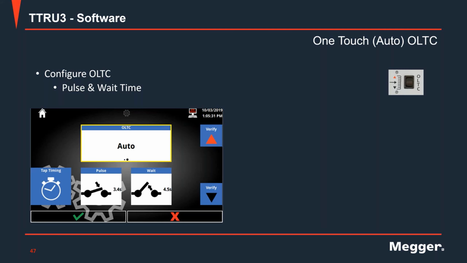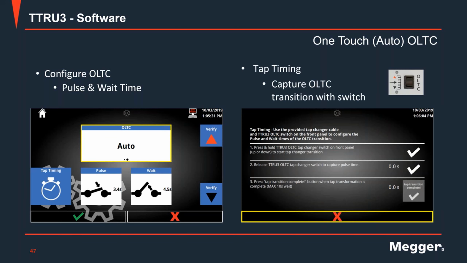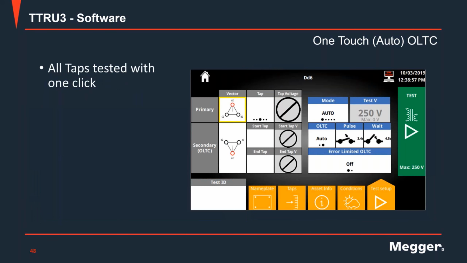But if you see, I have another big button on the left that says tap timing. So you can use the switch to make the instrument learn the timing of the tap changer you're testing. And once you have that setting configured, the timing of the tap, then you go to your test plan and select OLTC as auto. So that means one touch testing.